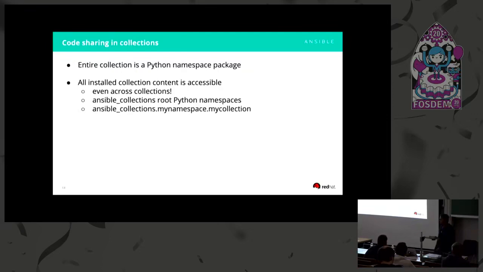Code sharing is possible in collections because a collection is an entire Python namespace. When the collection is installed with Ansible, the ansible_collections directory is generated, and under that all the collections are installed. And ansible_collections is a root Python namespace. So if I have to use something in my code, I just do import ansible_collections, my namespace, my collection, module utils. I just have to refer to the entire path, and this can be used across collections.